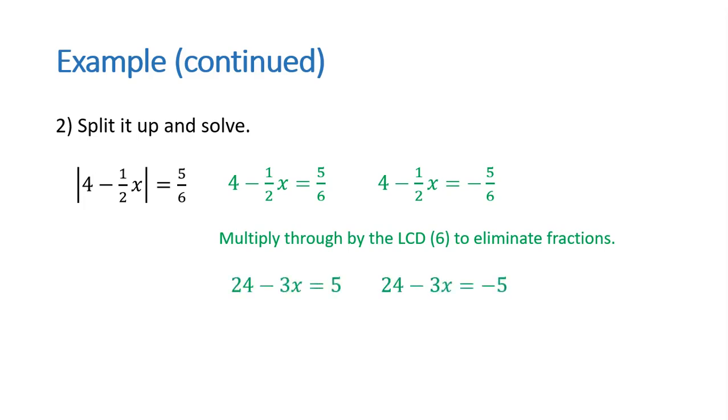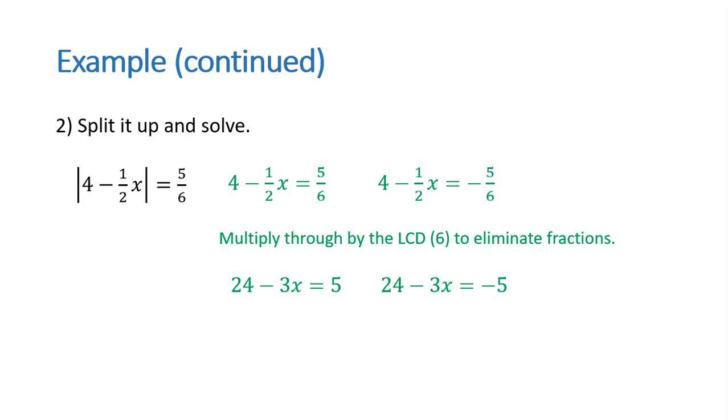Something special happens when we do that. So because 6 is a common denominator between 2 and 6, if you were to distribute the 6 throughout the problem, all the denominators actually cancel out. So if you need to, take a moment and write this down, do it yourself, do it manually, and make sure you get what we got. So we end up with 24 minus 3x is equal to 5, and then 24 minus 3x is equal to negative 5. Again, basically the same equation, just the right sides differ.